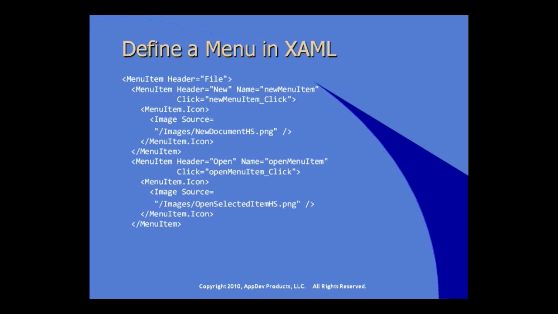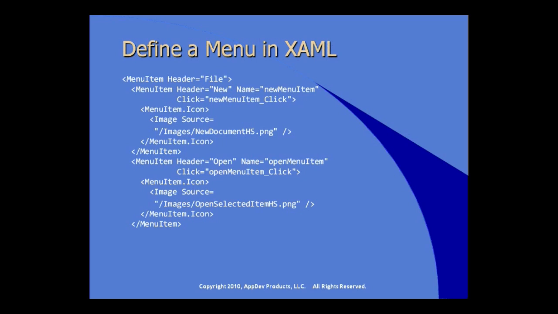So here's an example of defining a menu in XAML. This XAML defines the File New and the File Open menu choices. The top level here is the File menu item, so the header is set to File. And then inside that are two menu items, one for New, one for Open.